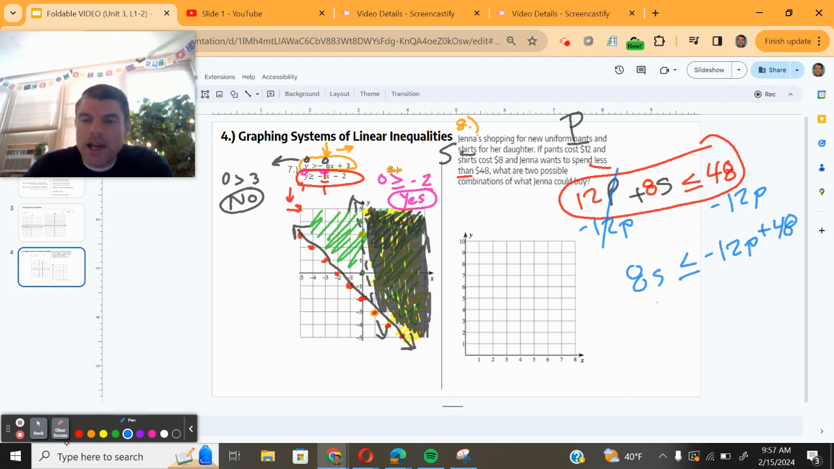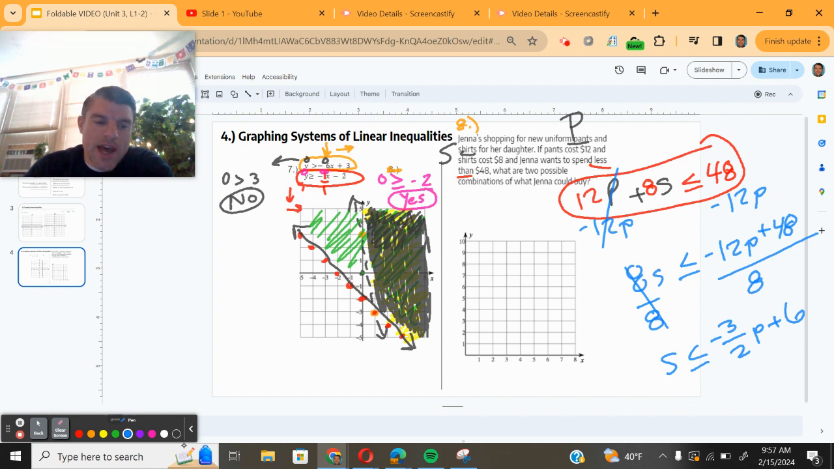Now, divide by 8 on both sides. S is less than or equal to, what's -12 over 8 simplified? Well, I can divide both of them by 4. So it's going to be -3 over 2 p. 48 divided by 8 is going to be 6, plus 6. Okay, so now I can graph this. So let's give that a try.